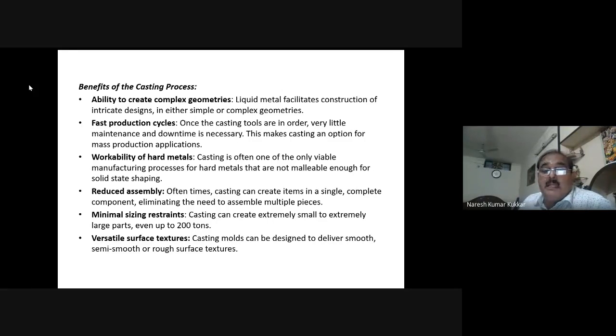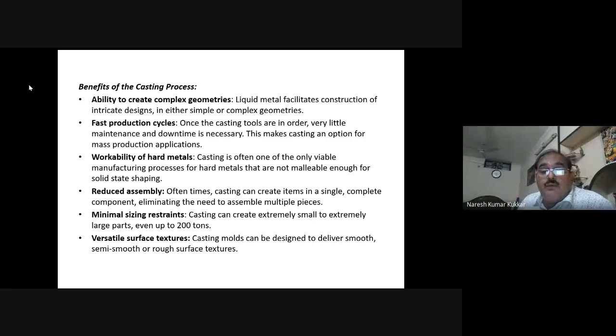Workability of hard material. Casting is one of the only viable manufacturing methods for hard materials that are not malleable enough for solid state shaping. Hard materials like SS, casting is basically used for hard materials.